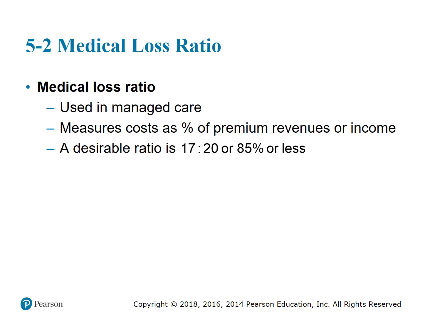Another example of ratios in healthcare comes from dealing with insurance coverage. There's something called the medical loss ratio. This is used in managed care to measure medical costs as a percentage of premium revenues or income. It's a type of loss ratio used to measure the percentage in premiums paid out of claims rather than expenses. A desirable ratio is 17 to 20 or 85% or less. So that's another example of how this can be used in the healthcare arena.